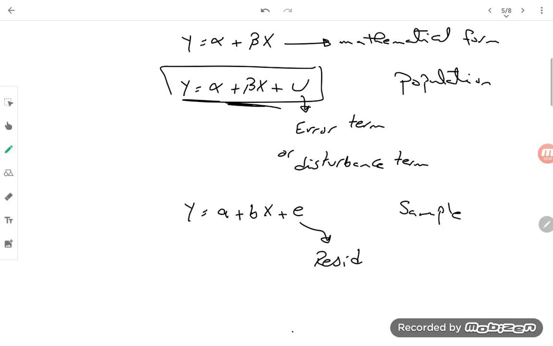Residual means the estimated value of the error term. Estimated means that they are estimated using a sample, that we are going to use a sample instead of the population in order to find the values of a, b, and e.